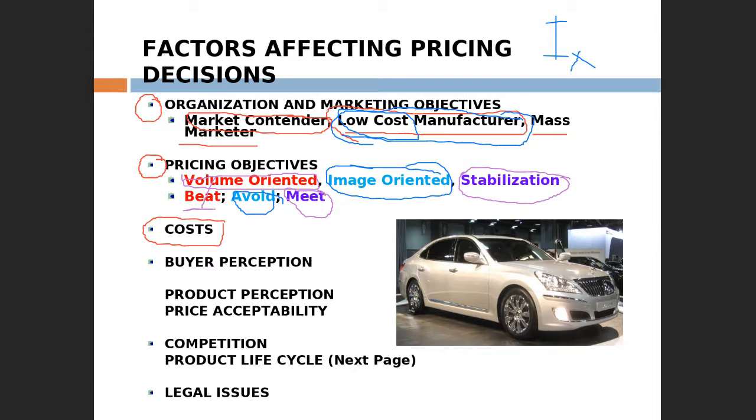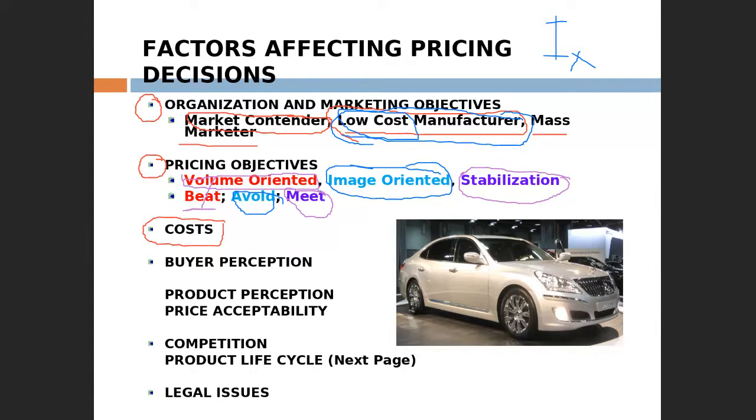We will talk about something called loss leader pricing. Essentially, that is where you price your product below cost, and there are reasons as to why you do that, and situations as to when you do that. But under normal circumstances, the costs will give you the floor below which you cannot go in terms of setting prices.